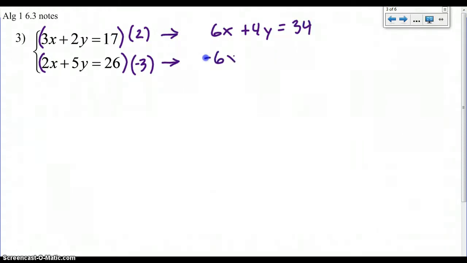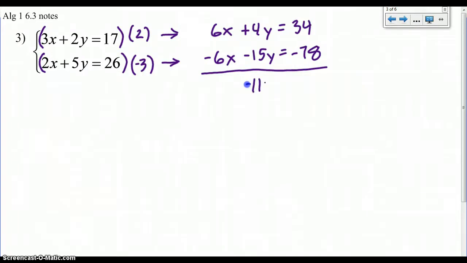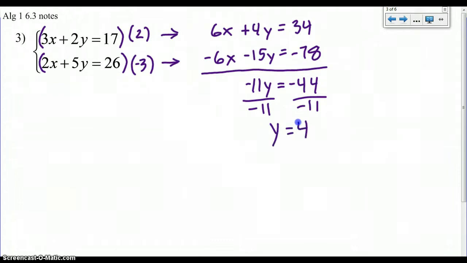Then we'll have negative 6x minus 15y, and 26 times 3 is 78. We have to make sure it's negative, and there we go. Now the nice thing about this, as we've seen before, one of the terms is now eliminated. 4y plus negative 15y, and then 34 plus negative 78 gives us negative 44, and that's the kind of numbers we like to see. Evenly divisible, integer solutions.